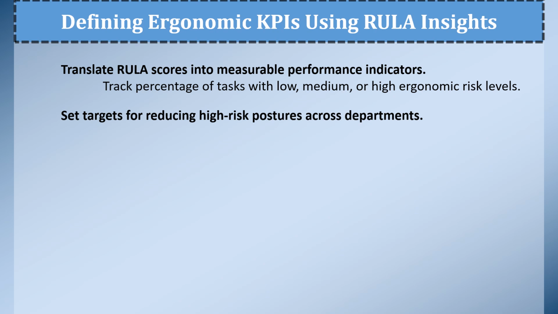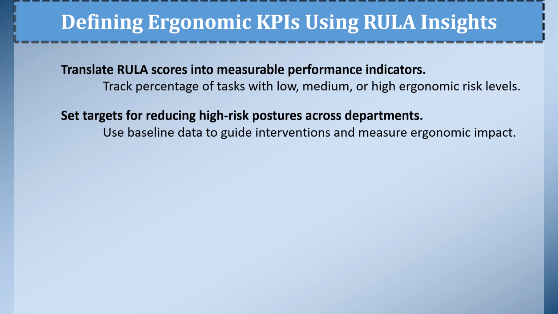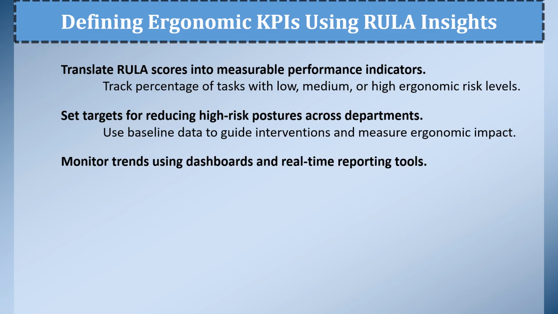Set targets for reducing high-risk postures across departments. After assessing current posture risk, set reduction goals, such as decreasing ROLA 6 to 7 scores by 30% within a quarter. These department-level goals align health outcomes and operational performance.